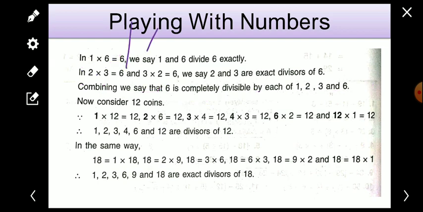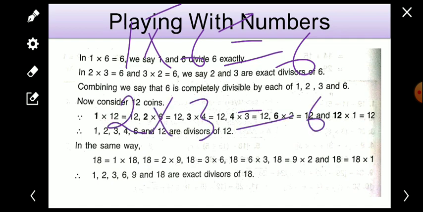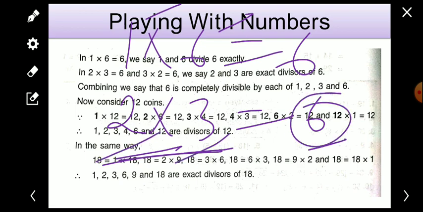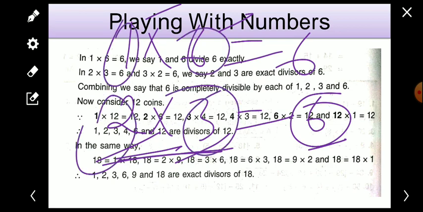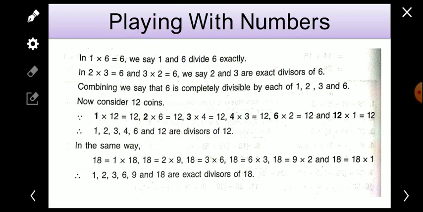Here we have seen that if 1 into 6 is equal to 6, then 6 can be divided by 6 and 1. And 2 into 3 is equal to 6, it means 6 can be divided by 2 also. Overall we have found that 6 can be divided by 1, 6, 2 and 3, all these 4 numbers. So actually we have got the divisors. Okay, 1 into 12 is equal to 12.